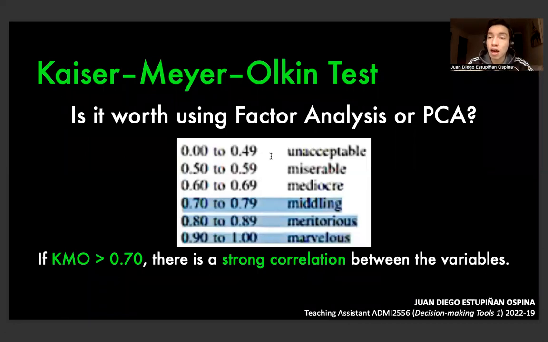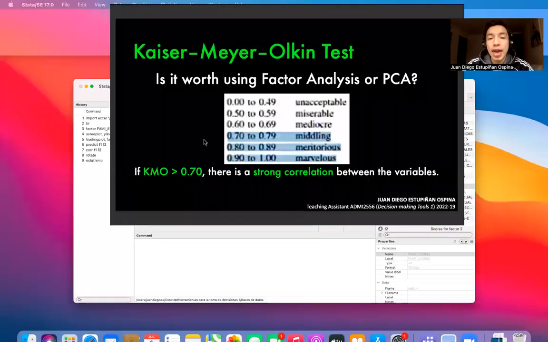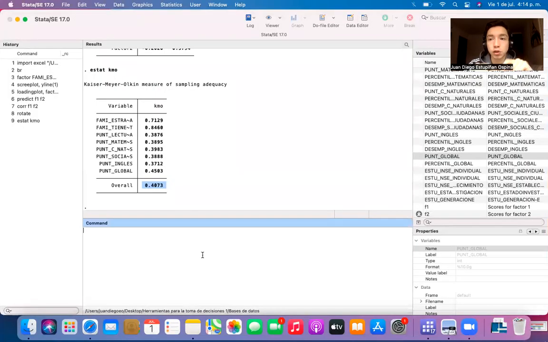So it is not enough to have correlation between the variables to implement factor analysis or PCA analysis. So you must keep in mind that component.